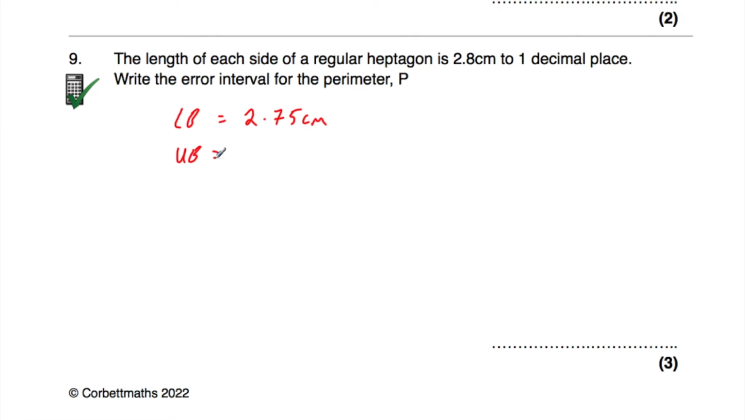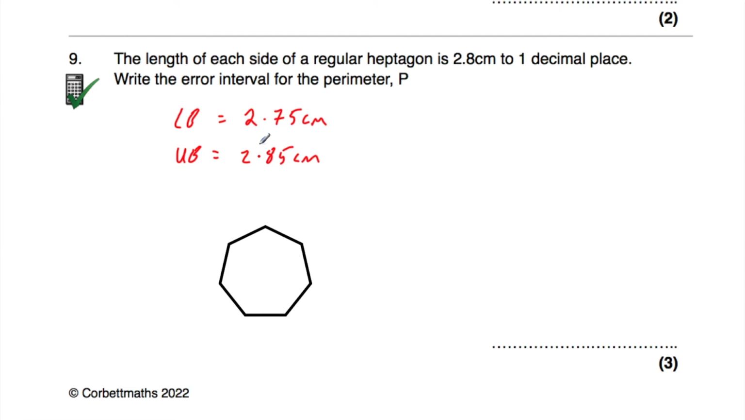And the upper bound, well, the length of each side would be up to, but not including 2.85 centimeters. So that's the upper bound. So we've got the lower bound and we've got the upper bound. Now we've been asked to write the error interval for the perimeter of the regular heptagon. So let's find the lower bound and the upper bound for the perimeter of the regular heptagon.